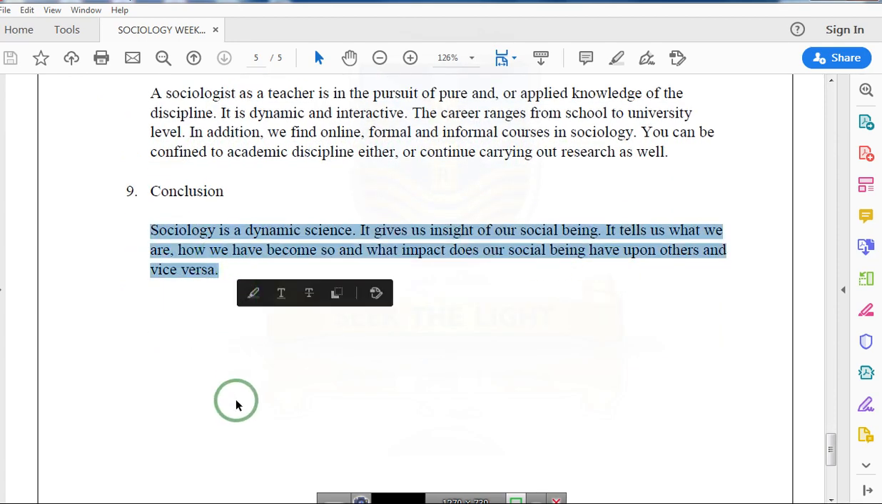To put it in a nutshell, sociology is a dynamic science. It gives us insight into our social being. It tells us what we are, how we have become so, and what impact our social being has upon others and vice versa.